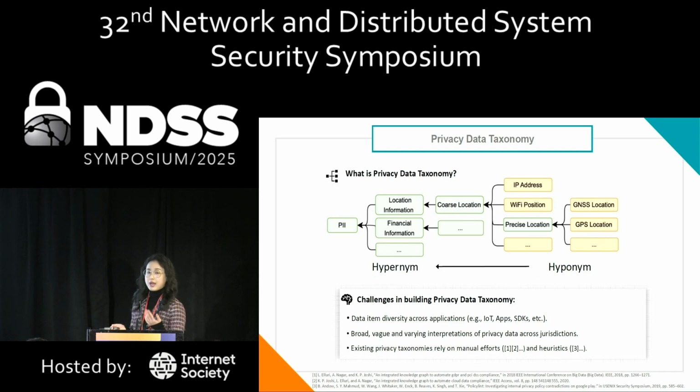Second, privacy definitions are usually broad, vague, and often differ across different laws. And last, existing privacy taxonomies usually rely on manual curation or heuristic rules, which lack scalability when new data types emerge or privacy laws evolve. Such static approaches fail to capture the dynamic features of the privacy domain.